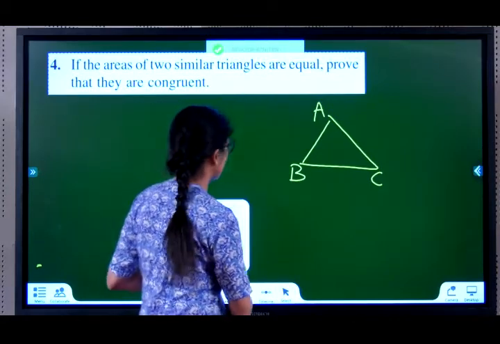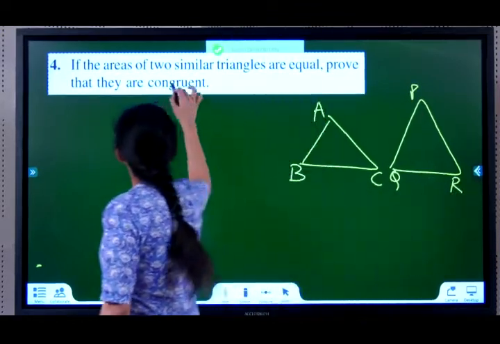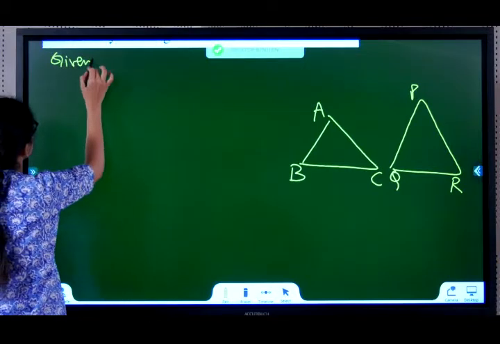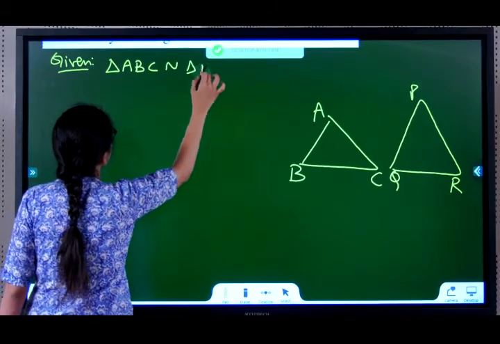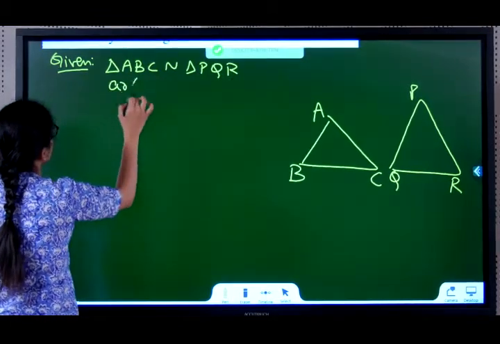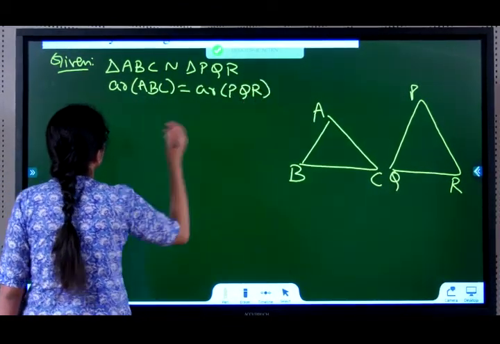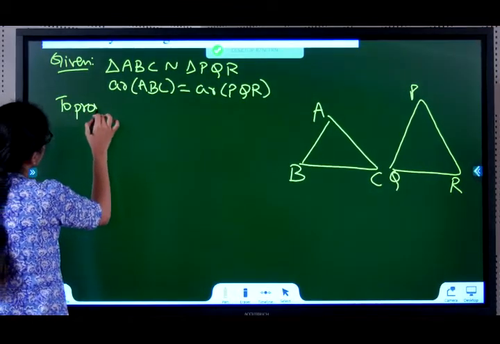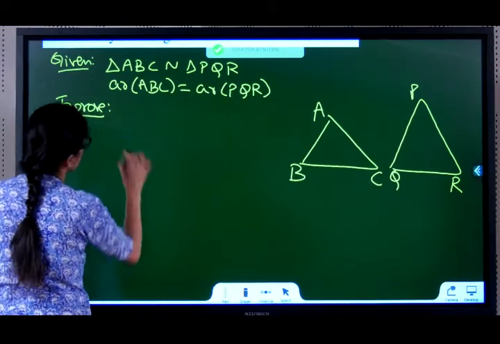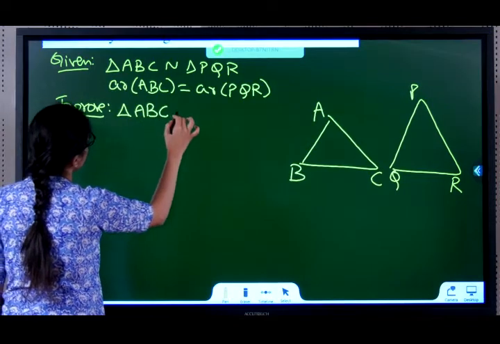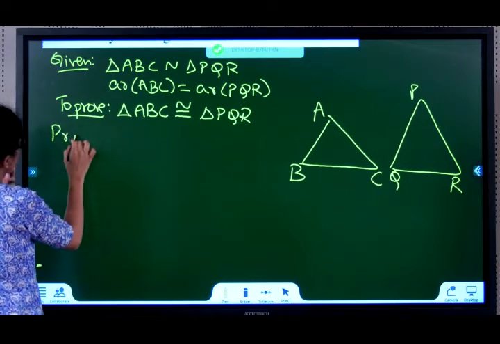So here we have two triangles, ABC and PQR. It is given that triangle ABC is similar to triangle PQR. It is also given that area of ABC is equal to area of PQR. We have to prove that triangle ABC is congruent to triangle PQR. So proof, it's an easy proof.